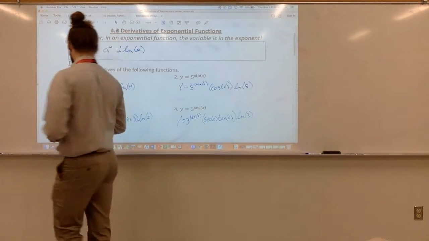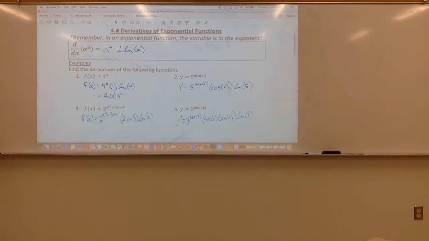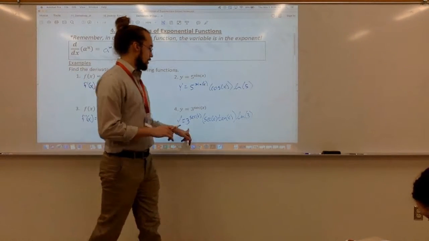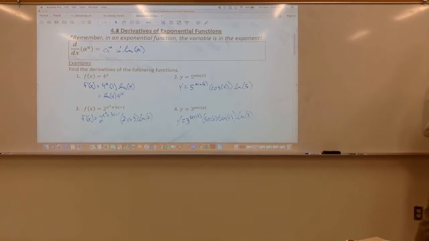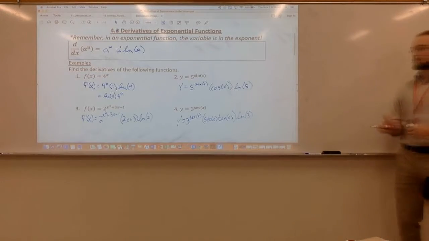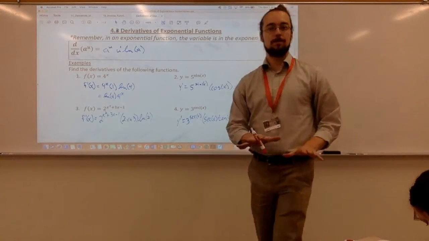3, what did we get? 2 to the x squared plus 3x minus 1 times 2x plus 3 times the natural log of 2. And then 4, 3 to the secant of x times secant of x times tangent of x times the natural log of 3. Alright, sweet. Good so far?